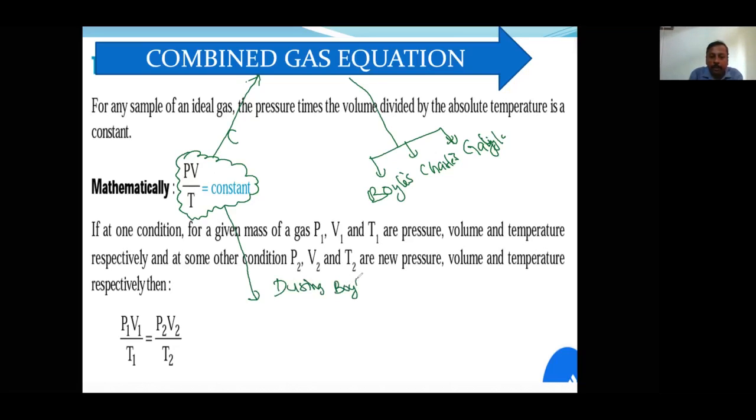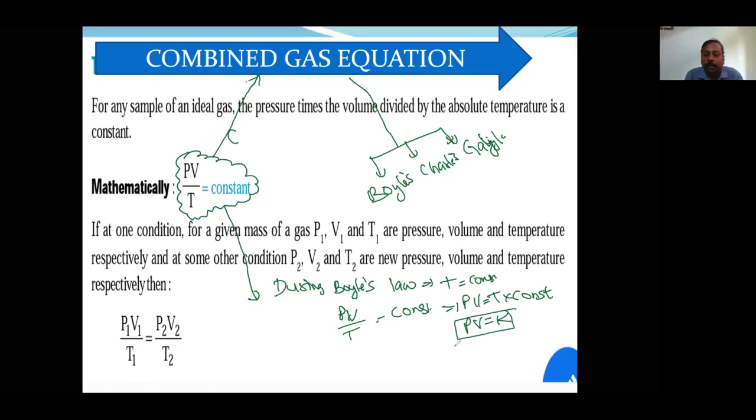During Boyle's law, what did we say? We said that T is constant. From this law, PV by T is equal to constant. Therefore PV is equal to T into constant. So PV is equal to K, that means PV is equal to constant. Is that clear? Now this is Boyle's law. Once I say combined, it should cover the other two laws also. Now let me show you how it covers the other laws.